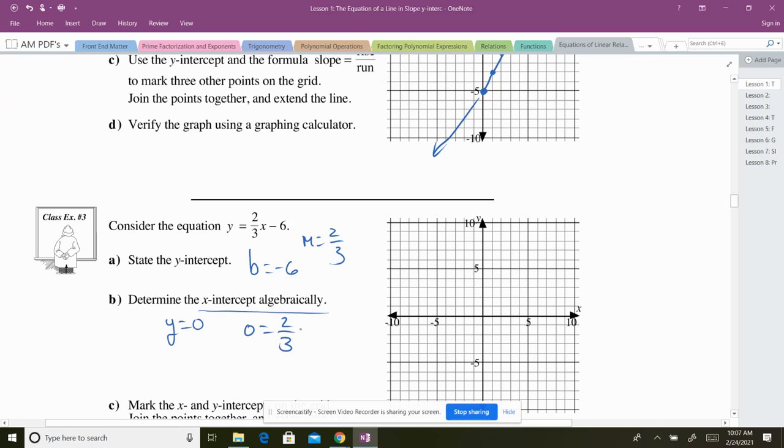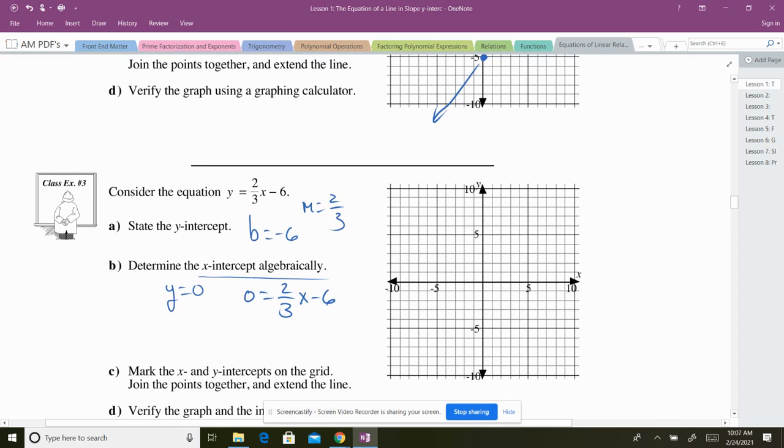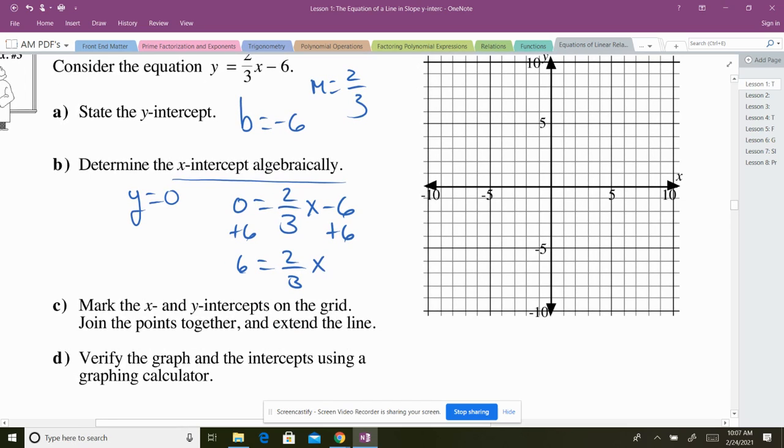I said there would be algebra in this unit. There is algebra in this unit. This is what we did. How do I solve for x here? What do I have to do? Add 6 to both sides. So I get 6 is equal to 2 over 3 x. How do I get rid of the 3? Yes, you can do it that way, but we're going to do the algebra, the fraction way, and then I'll show you the decimal way. How do I get rid of the 3? Multiply each side by 3.